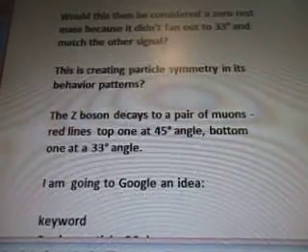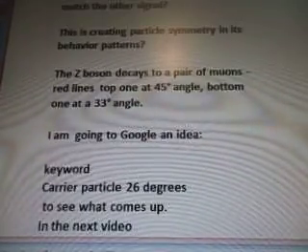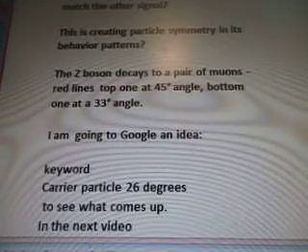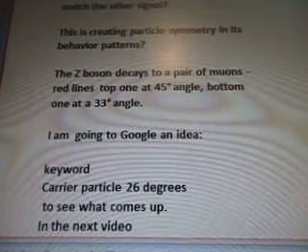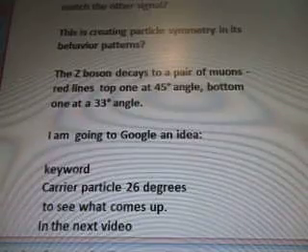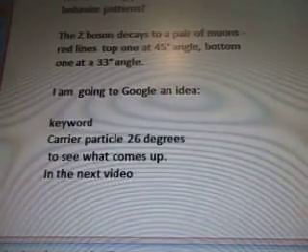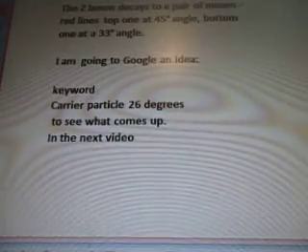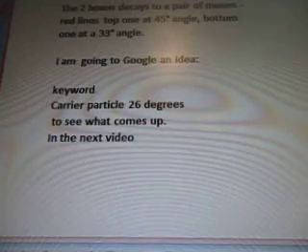The Z boson decays to a pair of muons. The red lines, top one's at a 45-degree angle, the bottom one's at a 33-degree angle. I'm going to Google an idea. Keyword, carrier particle 26 degrees, to see what comes up in the next video.